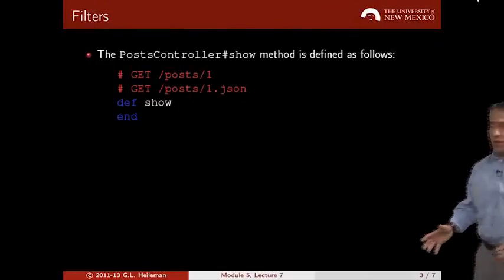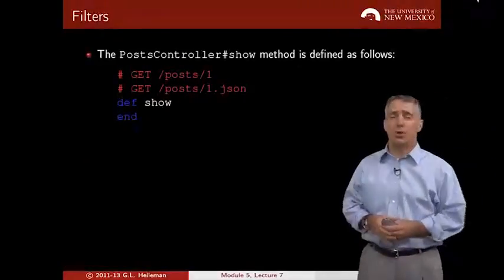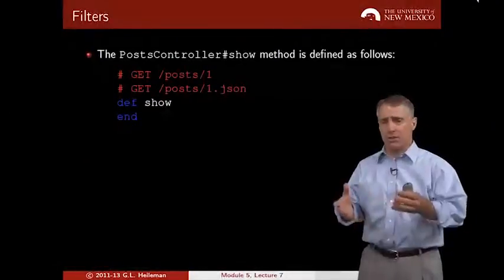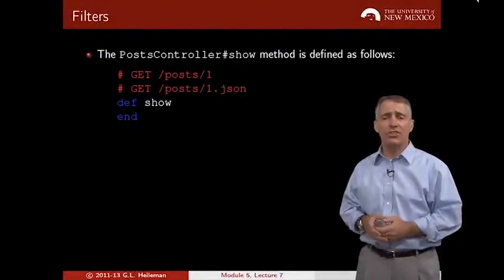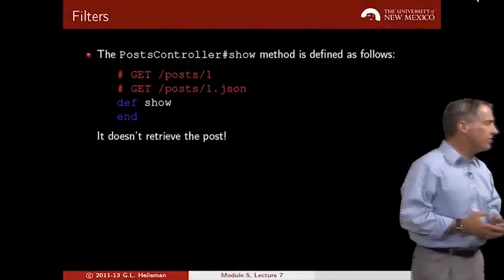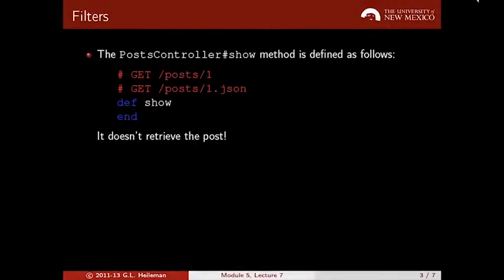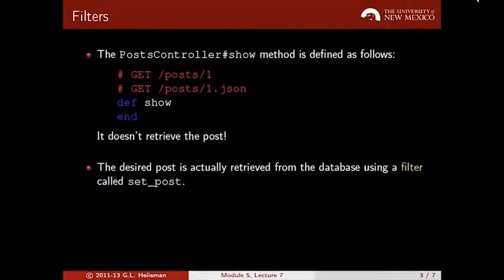So let's take a look at the show method that's inside the post controller. There's not much to it. It's a def, show, and end. It doesn't seem like it's doing much. Well, there's actually something else that's happening here. It looks like it doesn't retrieve the post when in fact it is, and that's because there's a filter that's applied before this method is called.